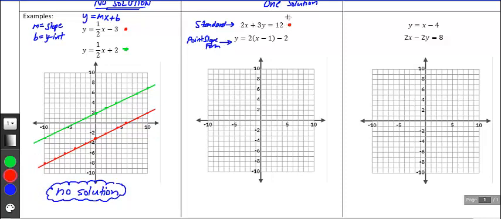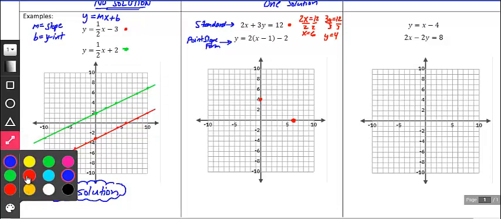So for standard form, this is where we want to find the x and y intercepts. So to find the x-intercept, I'm going to cover up the 3y. That's the same thing as plugging in 0 for this. And I'm going to solve the equation 2x equals 12. And I get 6. There's my x-intercept. And now I'm going to plug in 0 for x, or cover up the 2x, and solve the equation 3y equals 12. Divide both sides by 3, and we get y equals 4. So here's my y-axis. There's 4. And we will graph.